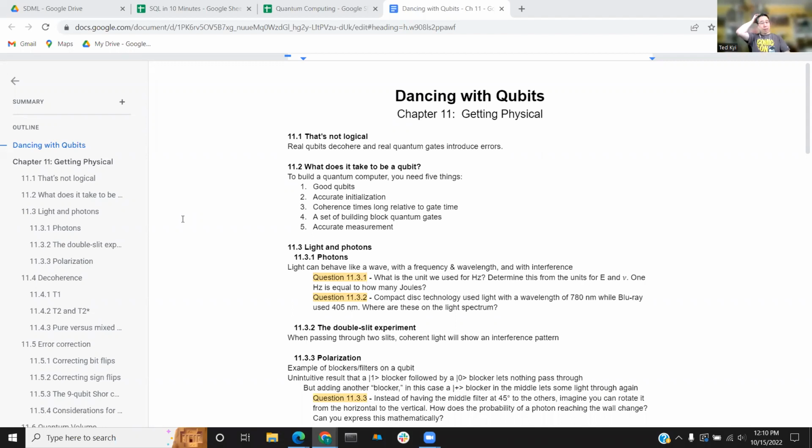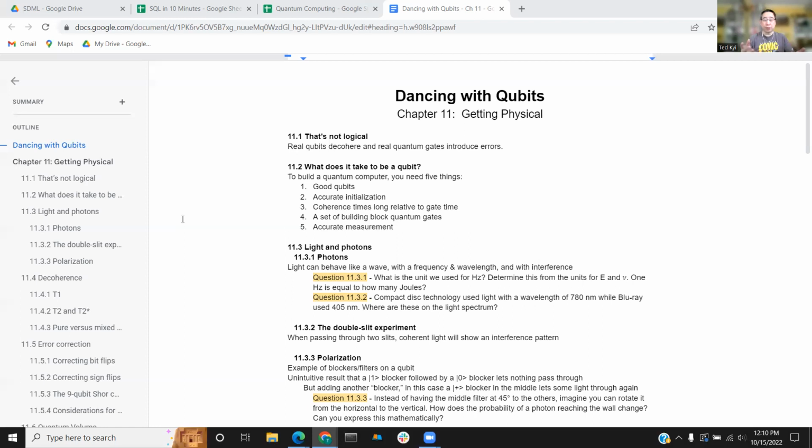So today we're going to talk about chapter 11, titled Getting Physical. We've talked about quantum states and how you can build gates and how you can compute algorithms. And now, in this last chapter, we're going to go over some of the things you deal with if you're building a real quantum computer.